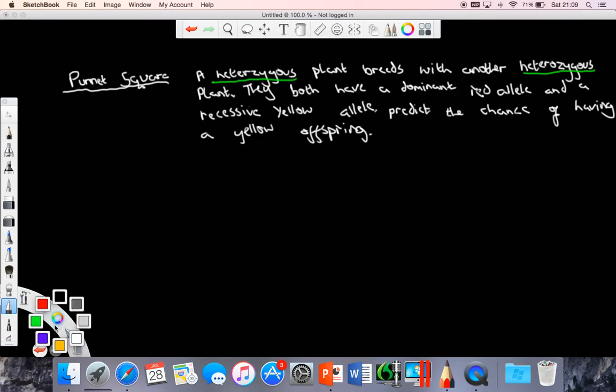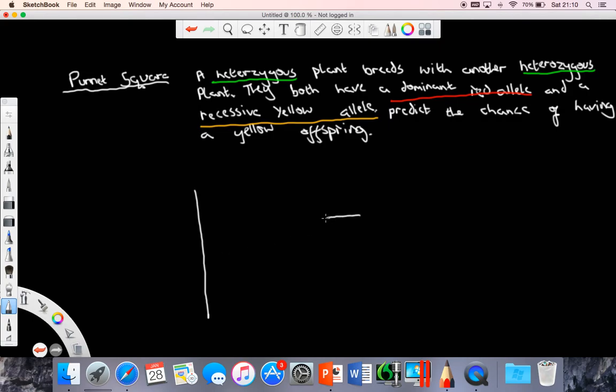Another bit of information we can take from this question is the fact that the red allele is dominant. So if that is present, it is always expressed. Whereas the yellow allele is recessive. Okay? That needs two in order to be expressed. So to start your Punnett square or start your genetic diagram, you simply need to draw two lines as such.